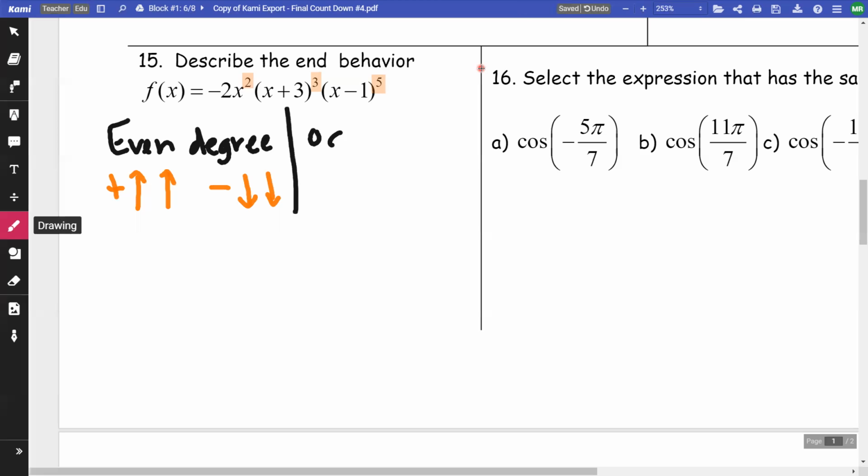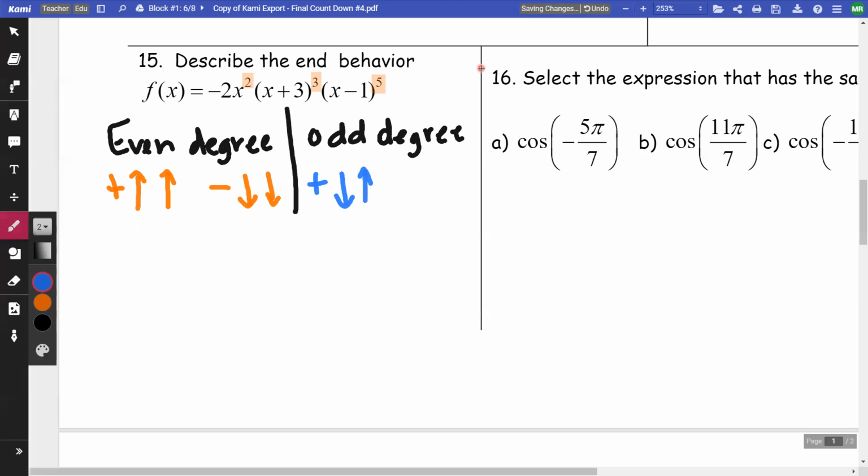My odd degrees, I think about them like a line. If it is positive, a positive line would start below and end above, increasing. So that means it went down and then up. So this is going to be down, up. And if it is a negative one, it would be a decreasing line. So it's going to be up, down. We start above and then we end below.